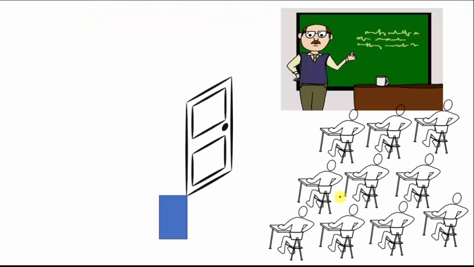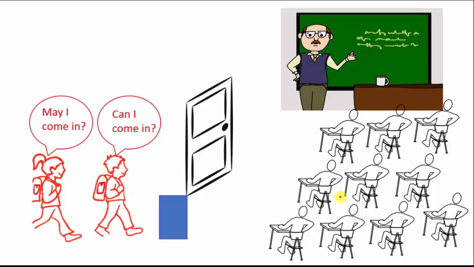Okay. Now, let's see one more example. Let's say there's a teacher and there are two students. One of them said, "Sir, may I come in?" And the other said, "Sir, can I come in?" So, the professor said, "Anjali," that's the girl, "Anjali, you may come in, while Sam," that's the boy, "Sam, you stay out of the class." Why did he say that? Observe the difference between the two questions. Sam asked, "Can I come in?" while Anjali asked, "May I come in?"